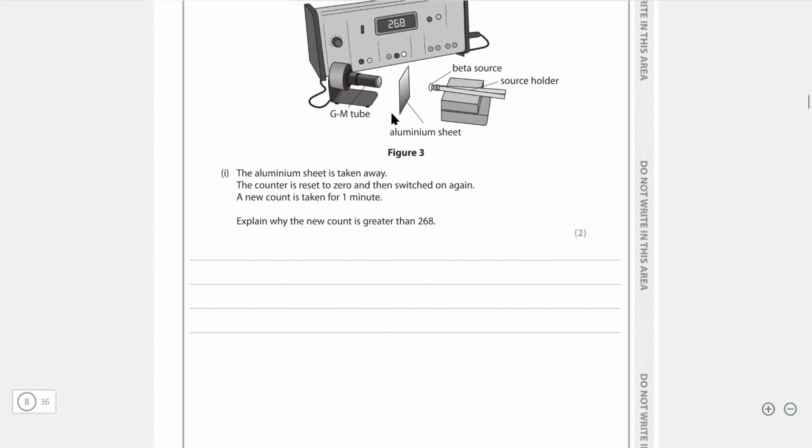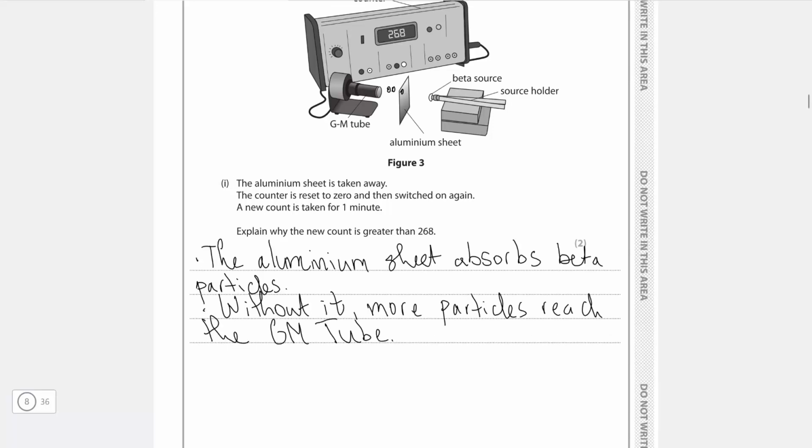Now, first of all, with the aluminium sheet in place, it absorbs some of the particles. So without the sheet, more of the particles will reach the detector. And I have worded this like so: the aluminium sheet absorbs some beta particles, and if you remove it, i.e. without it, more particles reach the GM tube.